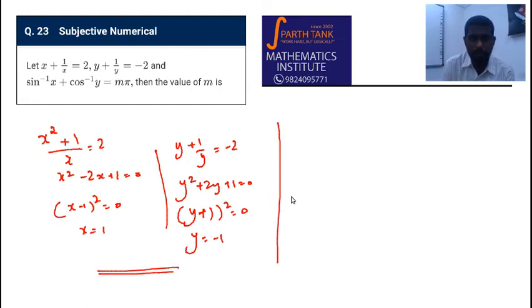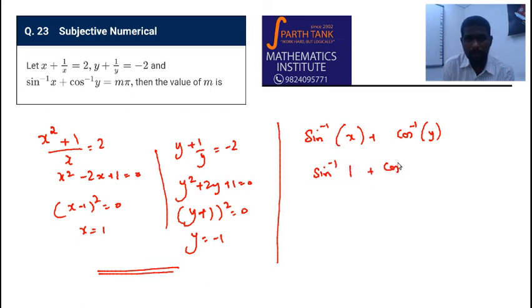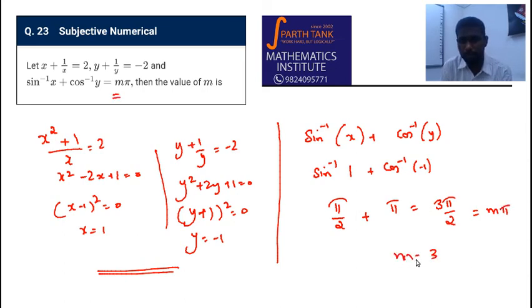Okay, so what we have is sine inverse of x plus cos inverse of y. We found that x is 1 and y is minus 1. So sine inverse of 1 is pi by 2. Cos inverse of minus 1 is pi. So it's like 3 pi by 2. So they have said that this value is equal to m pi. So what is the value of m? M is 3 by 2, or 1.5. So the answer is 1.5. Okay, very simple problem.